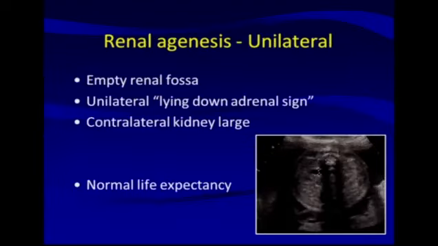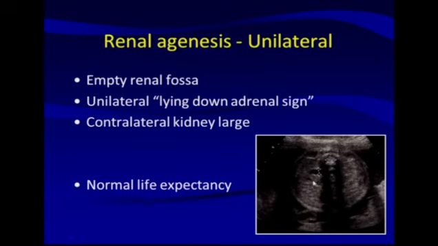Now, sometimes it's not that the kidney failed to ascend properly, but in fact never developed, and this is renal agenesis. And when this is unilateral, the fetus can have a normal life expectancy after birth. But you will see, just like in pelvic kidney, an empty renal fossa like we see here, nothing here on the left, a normal right kidney on the other side.